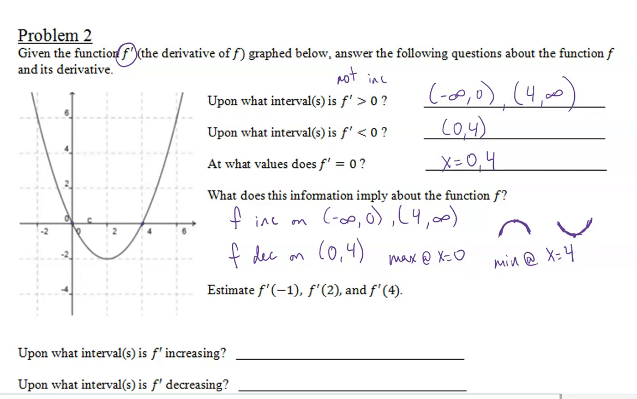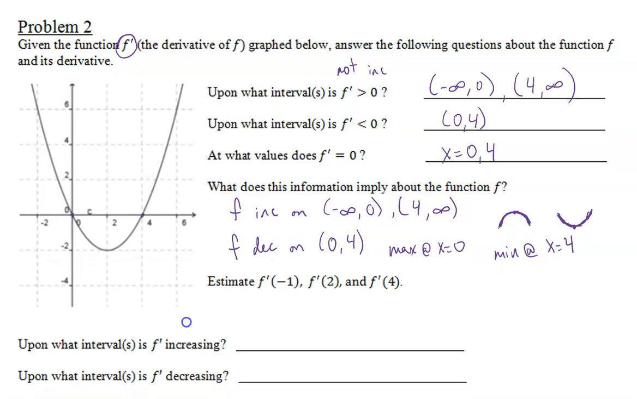Okay. Again, just knowing that f prime equals 0 is not enough information to tell us if we have a max or a min or either, but combined with the information of what's happening to f prime around that, it is enough.